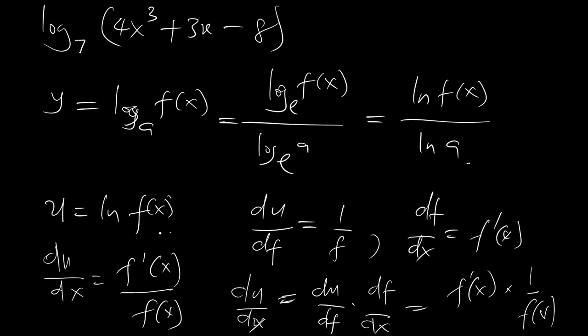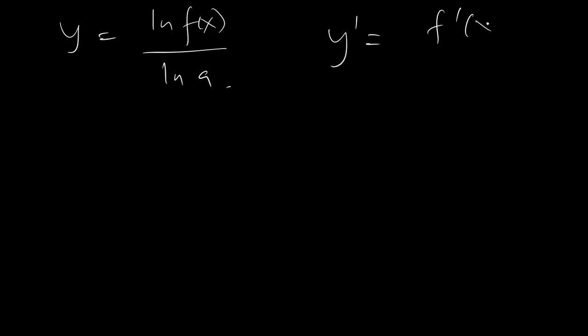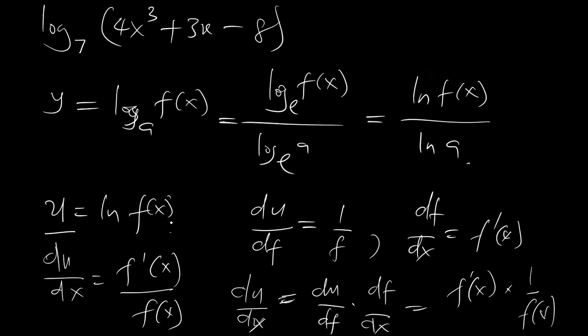So that means this is a function we have now. This will now give us the derivative of, let's say, y is equal to ln f of x over ln a. Now, y prime will be f prime of x over f of x ln a. So that is the general rule.